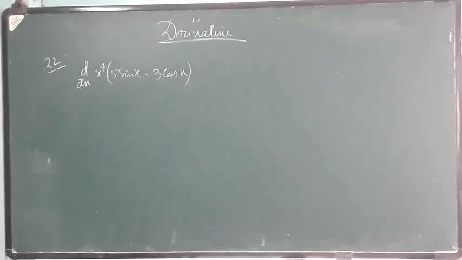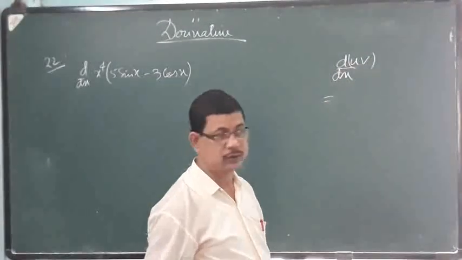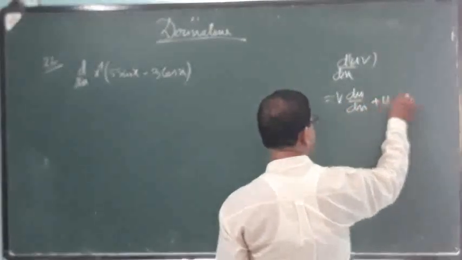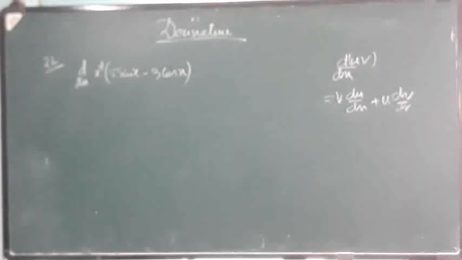So let us recall the formula. Differentiation of u into v with respect to x. This formula is what? Who can say? Derivative of u into v is equal to v du/dx plus u dv/dx. Very good. Is it the formula or not? Yes or not?